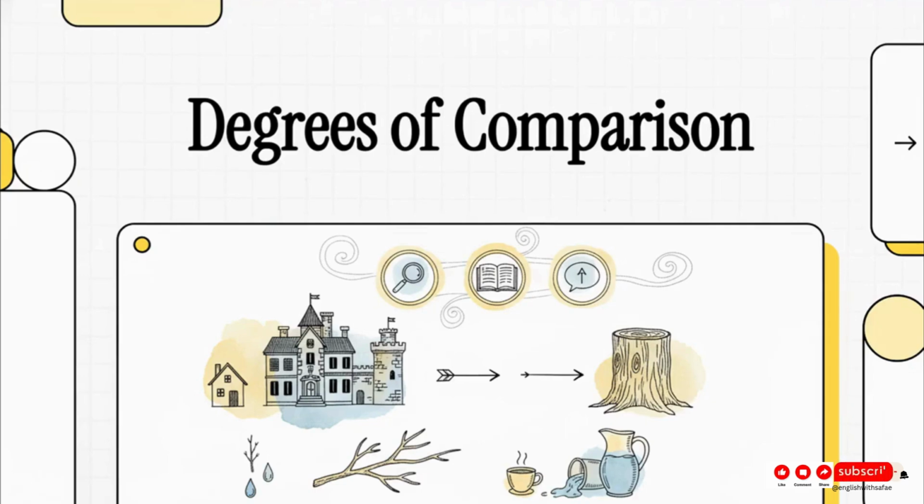All right, today we're going to tackle a small but super tricky part of English grammar: adjectives. Specifically, how we use them to compare stuff. If you can get this right, I'm telling you, your writing and speaking will sound so much clearer. You ready? Let's dive in.